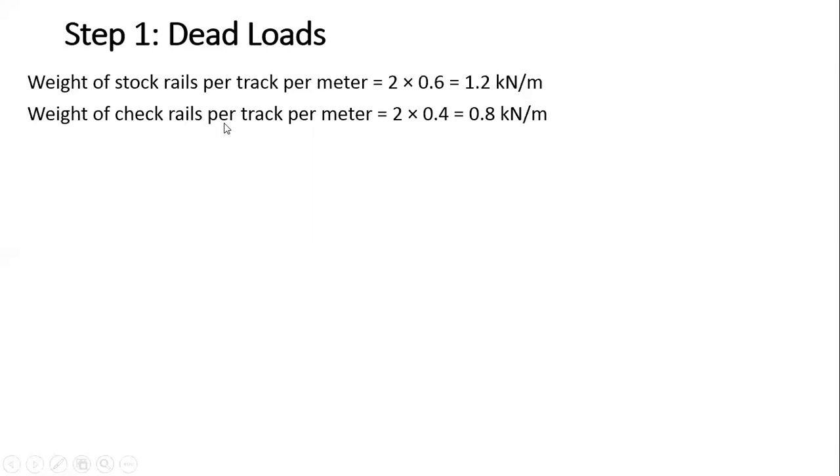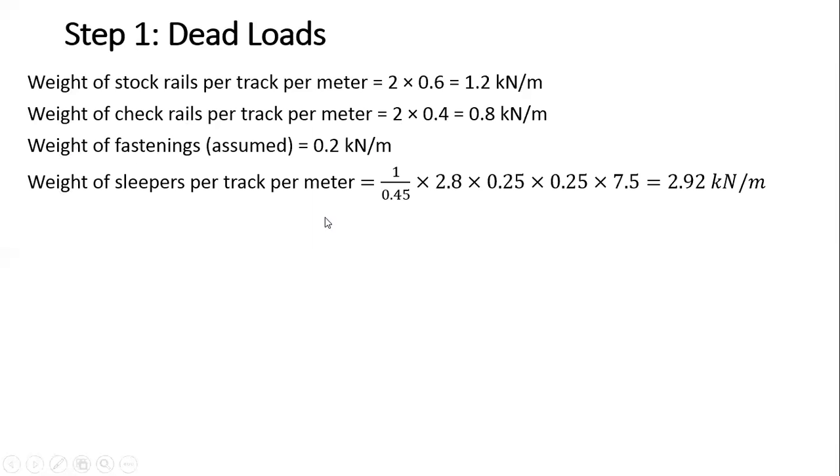Similarly, weight of check rails, again per track, so it is multiplied by 2 here. 2 into 0.4, 0.8 kilonewton per meter. Now weight of fastenings, you have to assume it as 0.2 kilonewton per meter. This is as per past practice. We have to assume the weight of fastening as 0.2.